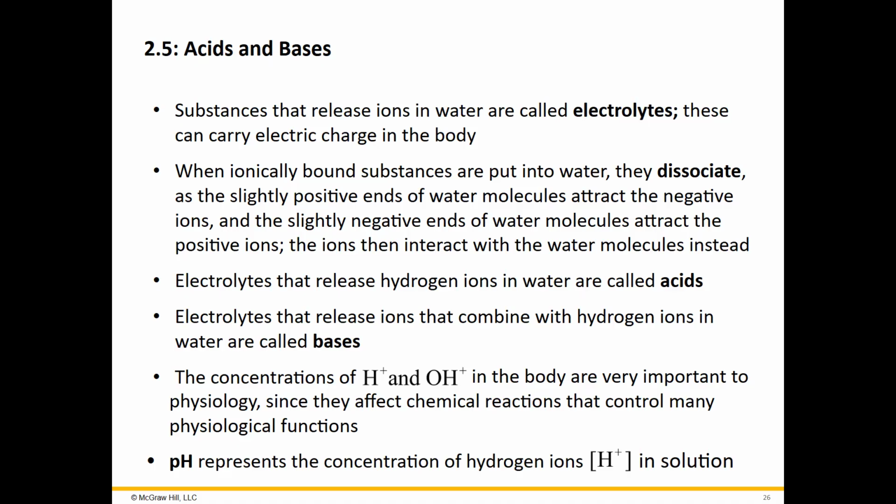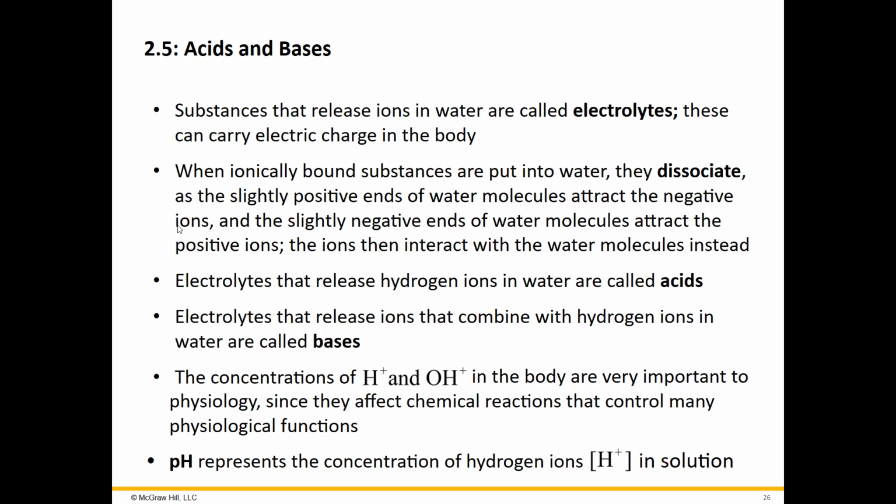Electrolytes that cause hydroxide ions, OH negative, to form in the water are called bases. So there's a mistake here that I couldn't edit right here. The concentrations of hydrogen ions and hydroxide ions, that should be a negative, in the body create our balance of acid and base. This balance is called the pH, okay?